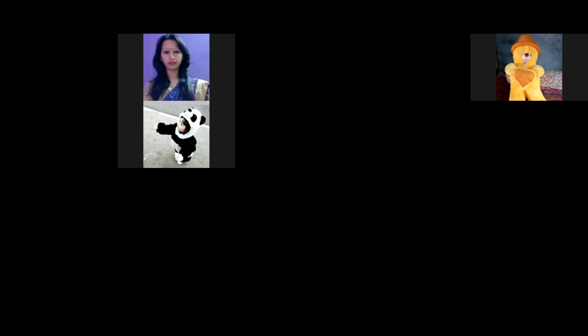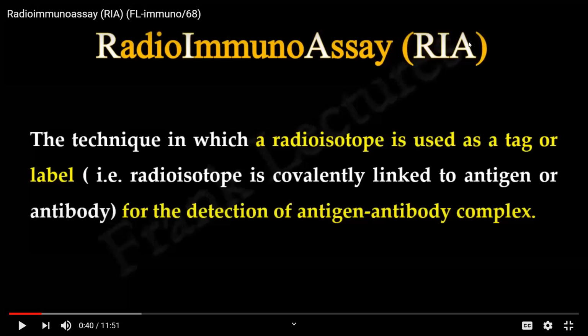Another technique that we have to study is known as RIA. So what is RIA? This is radioimmunoassay, or RIA. It is the technique in which a radioisotope is used as a tag or label for the detection of an antigen-antibody complex. That is, a radioisotope is covalently linked to an antigen or antibody. So this is known as RIA.